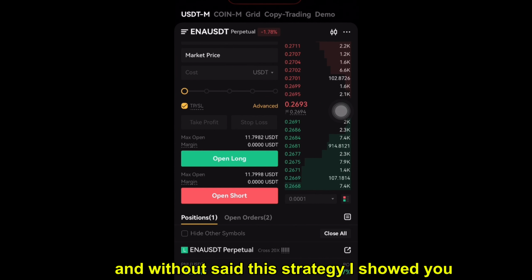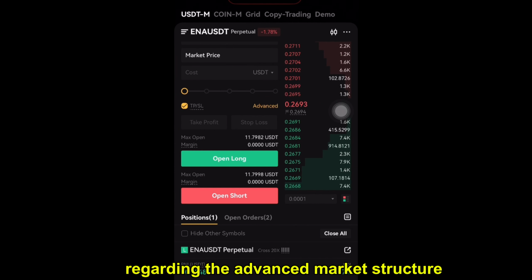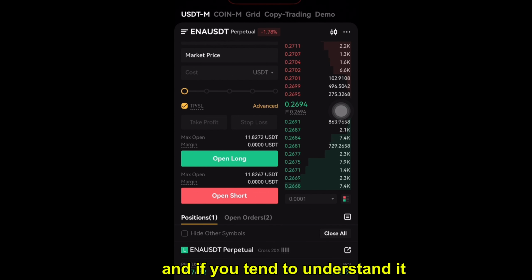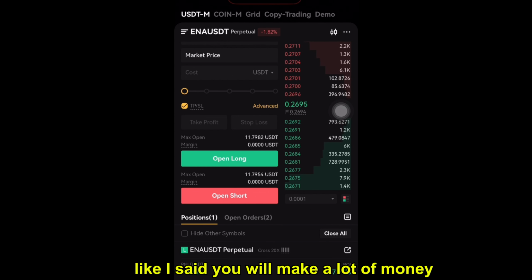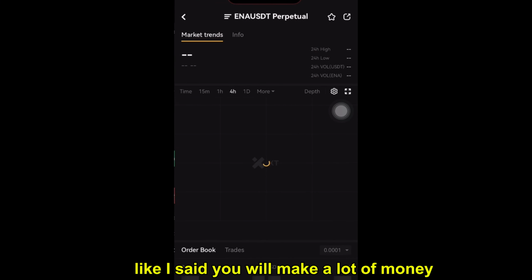And with that said, this strategy I showed you regarding the advanced market structure is a proven strategy that works, and if you understand it, like I said, you will make a lot of money from the crypto and the financial market.